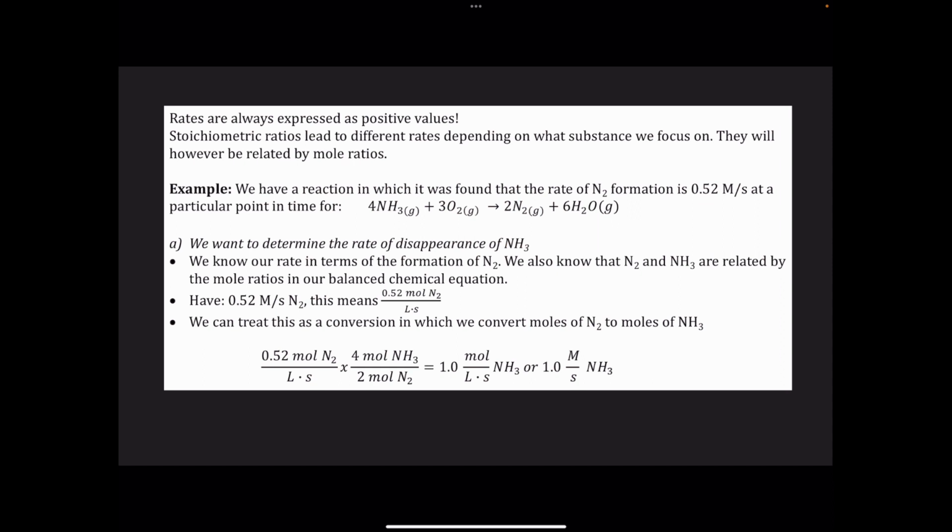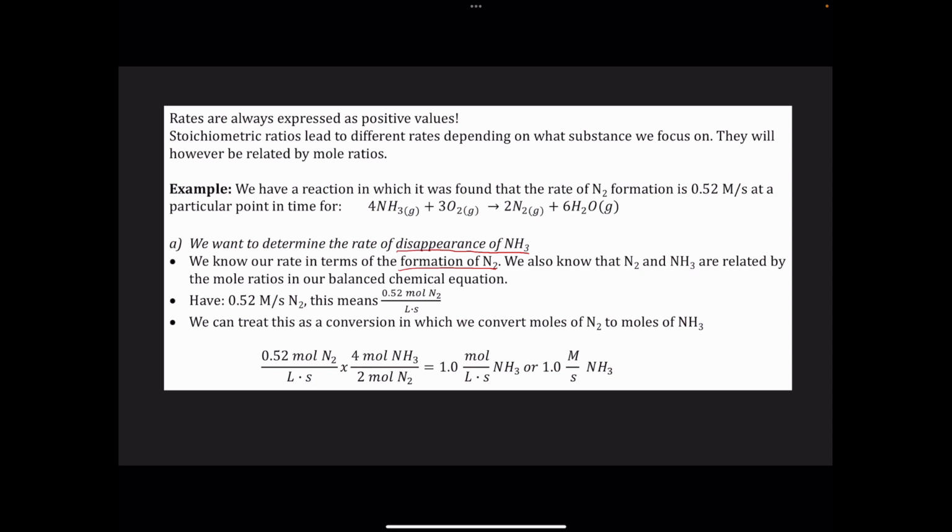So if we look at an example, we've got a reaction in which it was found that the rate of nitrogen formation is 0.52 molarity per second at a particular point in time. And that's for the following reaction, in which we've got ammonia, NH3, reacting with oxygen, producing nitrogen and water. So based on this information, we want to determine the rate of disappearance of NH3. And the information that we know from the problem is that we know our rates in terms of the formation of nitrogen. We also know that nitrogen and ammonia are related by the mole ratios in our balanced equation.